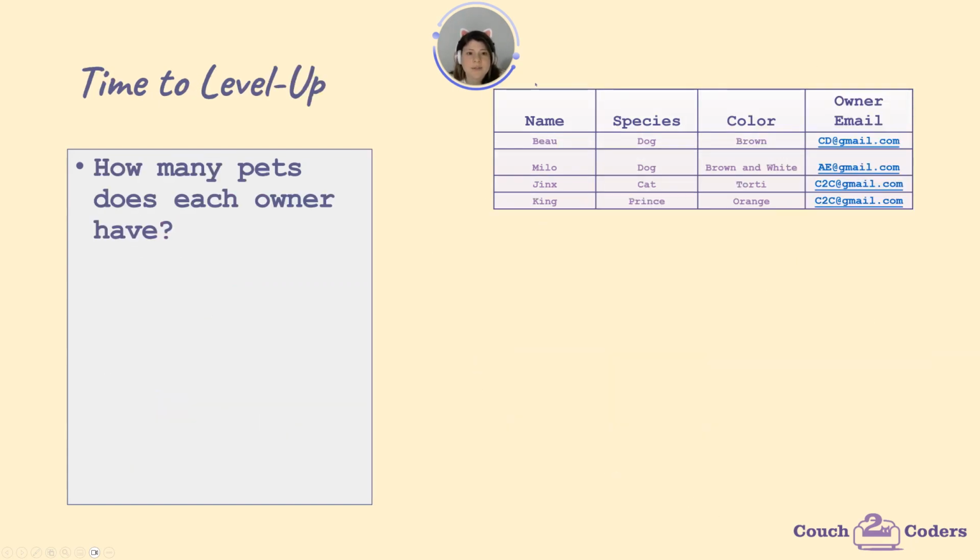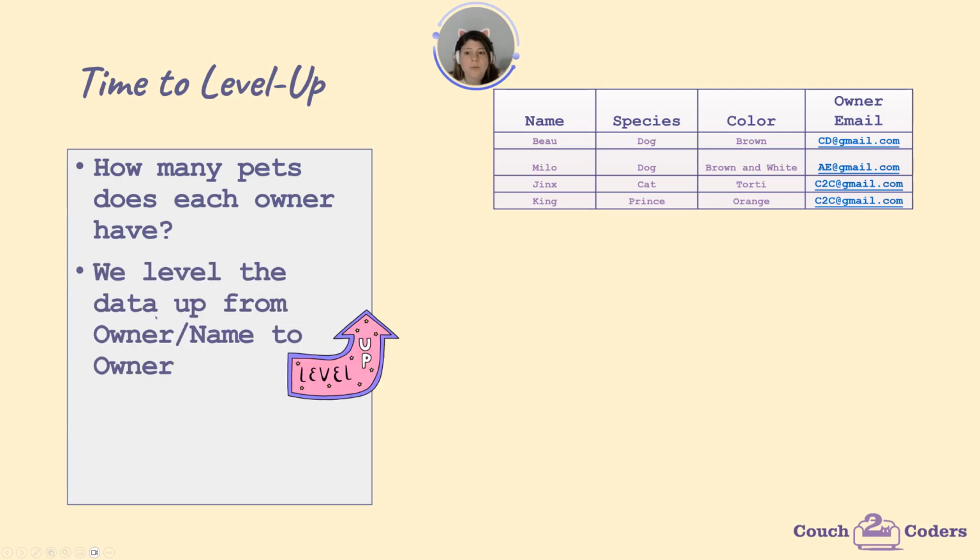Okay, so let's use this data where we've added the owner email and let's level it up. Let's aggregate the data. How many pets does each owner have? Right now our data is at the owner pet name level. We want to aggregate, level up, or roll up the data to just the owner email. So we want to level up the data from the owner/name to just the owner.